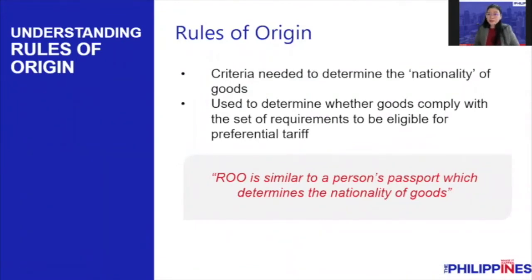To begin, the rules of origin, or ROO, refers to the criteria needed to determine the nationality of goods. It is used to determine whether goods comply with a set of requirements, thus making the good eligible for preferential tariff. ROO is similar to a person's passport, which determines the nationality of goods.